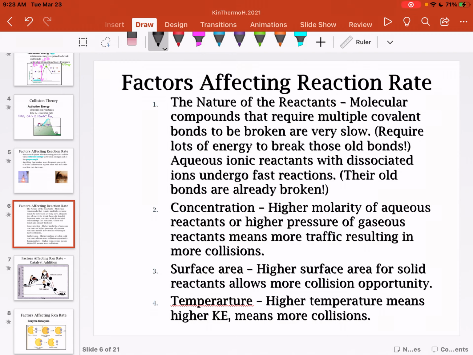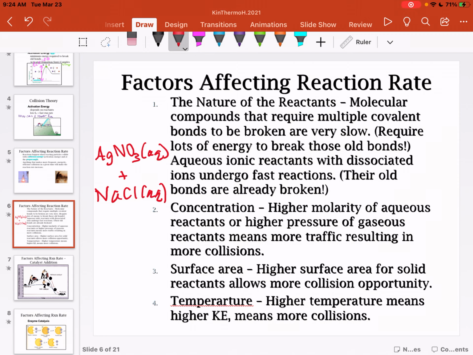However, if I have aqueous ionic reactants, say for example, I had silver nitrate as an aqueous solution and sodium chloride as an aqueous solution, what do we know? These compounds are ionic. They have a cation, they have an anion. And because they are aqueous, we know their ions have been dissociated. So in a funny kind of way, these compounds already have their old bonds broken.